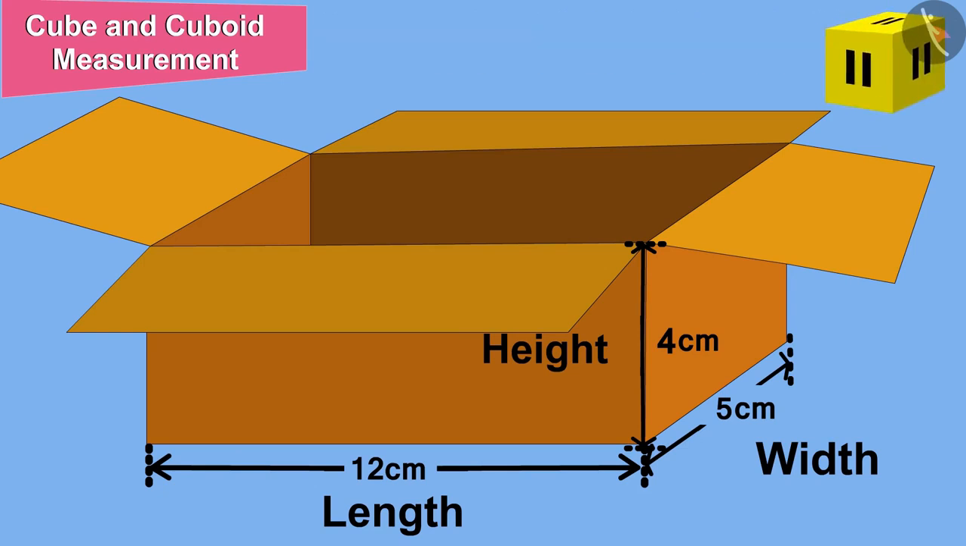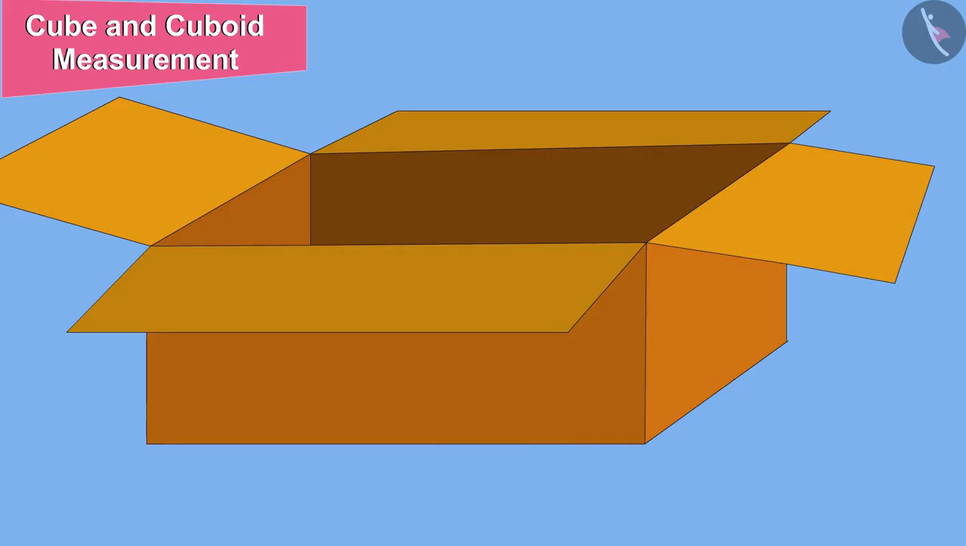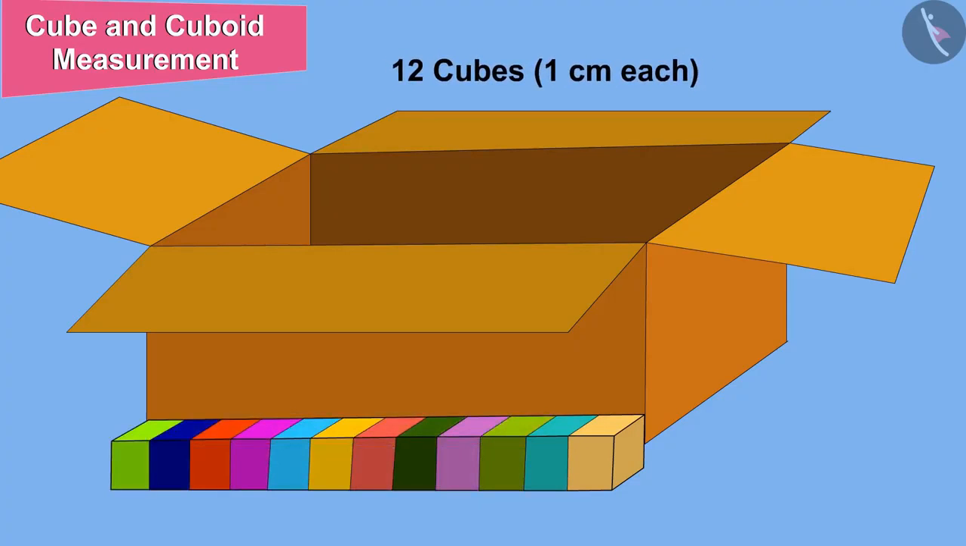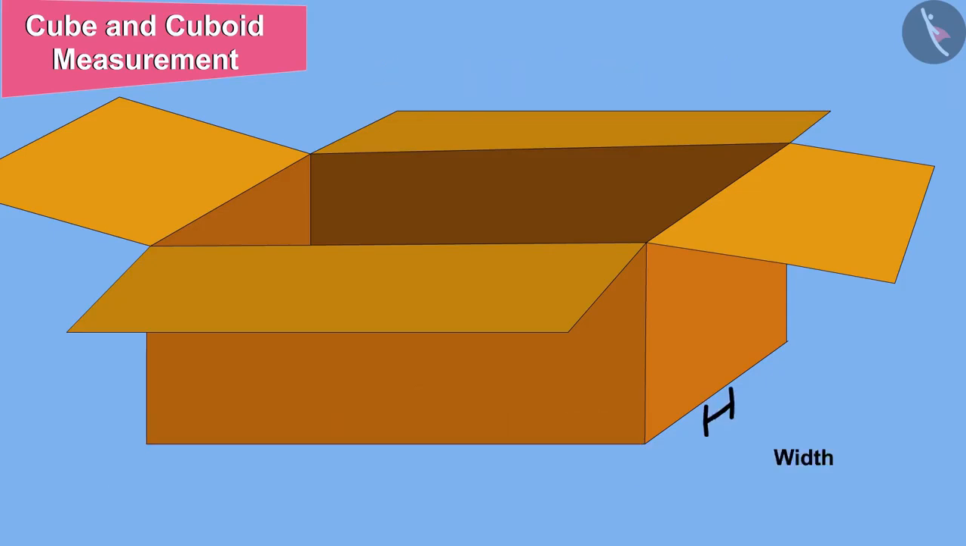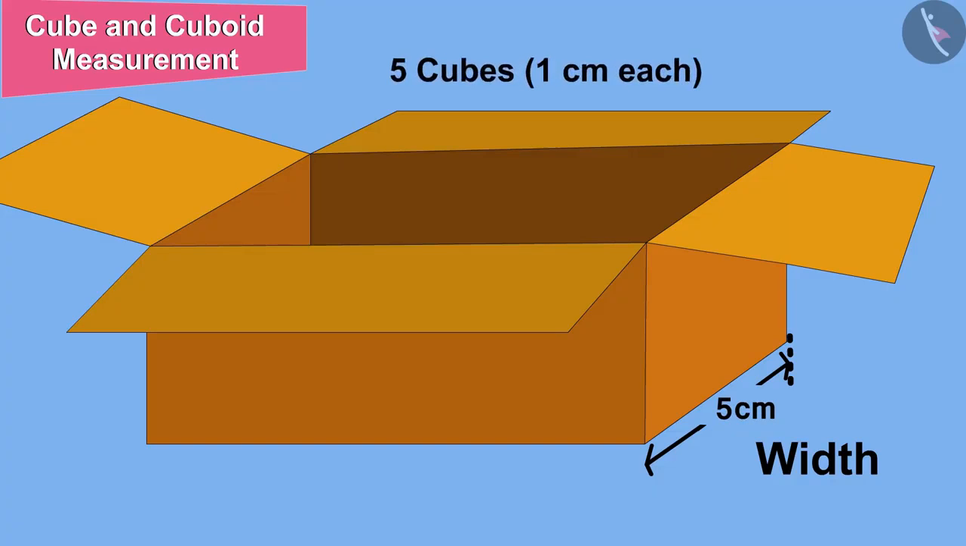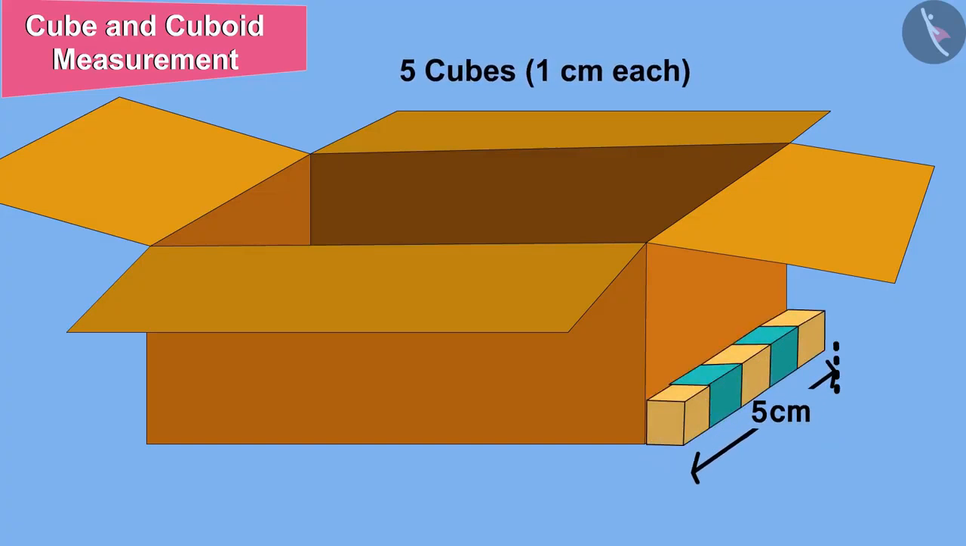If you want, you can stop the video and find the answer. There are 12 cubes of dimension 1 centimeter each in the length of the cuboid-shaped box. This means that the length of the cuboid-shaped box will be equal to 12 cubes of dimension 1 centimeter each. In the same way, the width of a cuboid-shaped box is 5 centimeters, which will be equal to 5 cubes of dimension 1 centimeter each.